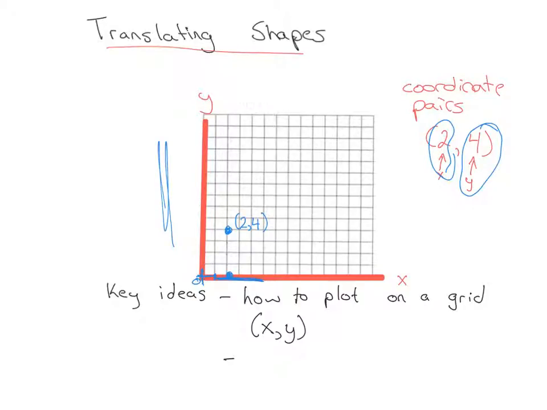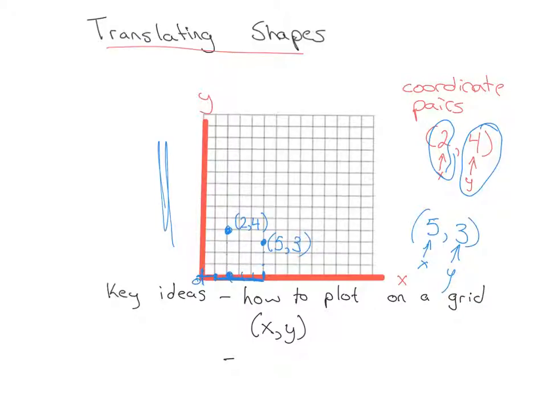Let's try another one. Let's try the point (5, 3). Remember, the first value is always your X value, and the X is your horizontal. So let's count 5 spots to the right. 1, 2, 3, 4, and 5 right there. The Y value says we're supposed to go up 3. So 1, 2, 3. So here is the point, and it has an X value of 5, so that's 5 to the right and 3 up. And we could keep doing this over and over and over.